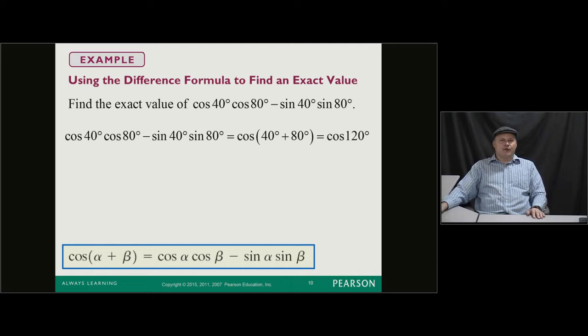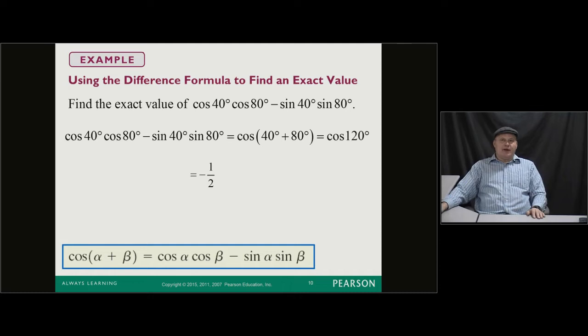So it's basically using the formula at the bottom of the slide. Adding the two degrees up, 40 plus 80 is 120. And 120, guess what, is a special angle. So cosine of 120 degrees is negative 1/2 because you are in the second quadrant. Cosine is negative in the second quadrant.